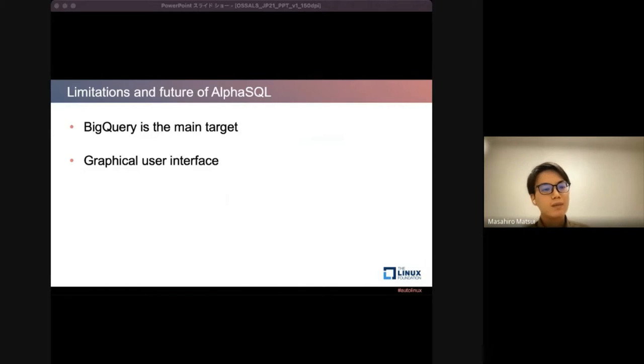Finally, I will summarize current limitations and future of AlphaSQL. The first one is that AlphaSQL's main target is BigQuery. AlphaSQL uses the same parser as BigQuery and can read most standard SQLs. However, the validation results are not desirable in some SQL systems. In a future version, I'd like to extend AlphaSQL for more flavors of SQL such as Presto and Hive. Also, current AlphaSQL is a CLI and doesn't have a graphical user interface. Although users can edit their queries using their favorite editors and AlphaSQL can generate Airflow DAG, it can be better with an intuitive GUI.